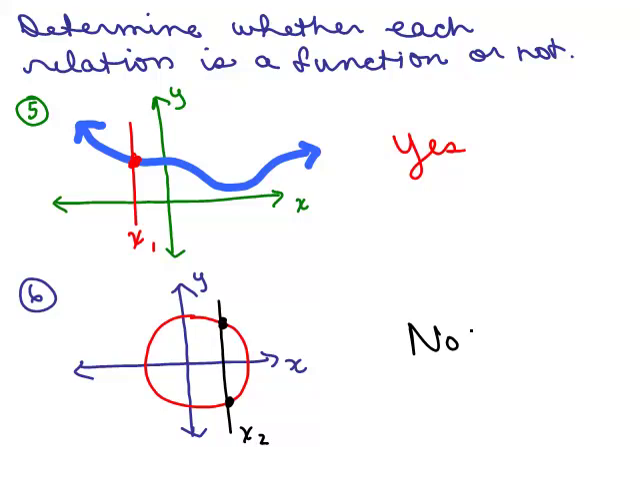And this leads us to something interesting if you're looking at a graph. What you can do is use what's called the vertical line test. If you're looking at a graph, if you can draw a vertical line and go through more than one ordered pair on the relation, then it's not a function. So for number 5, no matter where I draw a vertical line, I'll only go through the function once. But for number 6, I was able to draw a vertical line and pass through this relation in more than one place. So it's not a function.